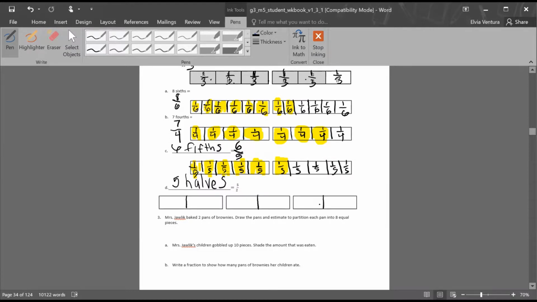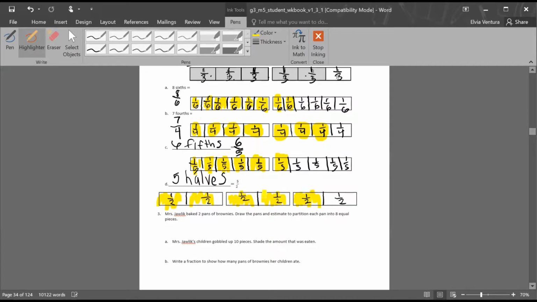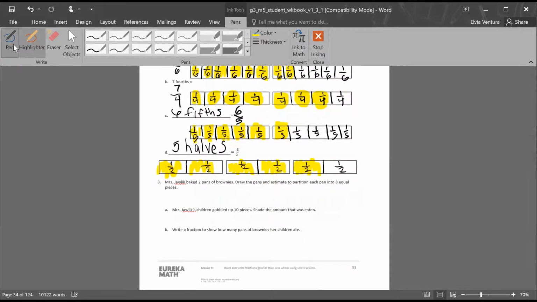And then we're going to label them as 1/2, 1/2, 1/2, 1/2, 1/2, 1/2, and 1/2. Next, we're going to shade in 5 of the halves. So here's 1, 2, 3, 4, and 5. And those are 5 halves, boys and girls. Okay, let's do the next one.